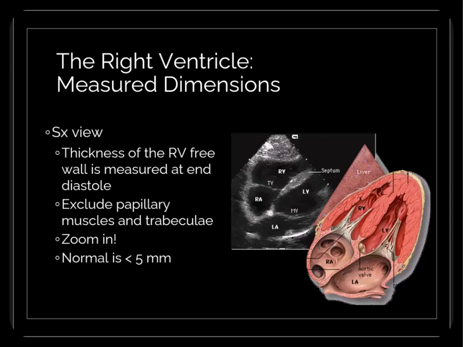When evaluating the right ventricle, you also want to measure the thickness of the RV free wall. The best place to do this is in the subxiphoid view, and that RV free wall is measured at end diastole. Be sure to exclude the papillary muscles and the trabeculae network in that measurement, and it's really helpful to zoom in. A normal measurement is less than 5 millimeters. In a subacute process, I would expect it to be 5 to 10, but in a long-term process, like with pulmonary hypertension, where there's chronic right heart strain, I would expect a measurement greater than 10 millimeters.